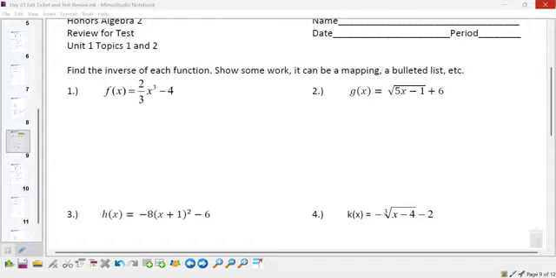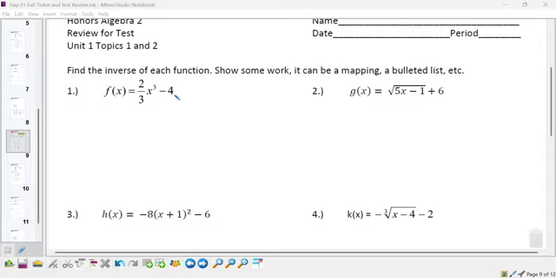This video is going to go through the test review for Unit 1, Topic 1 and 2, inverse relationships and radical expressions and equations. So our first set of questions, we are being asked to find the inverse of each function and to show some work that can be either a mapping, a bulleted list, etc.